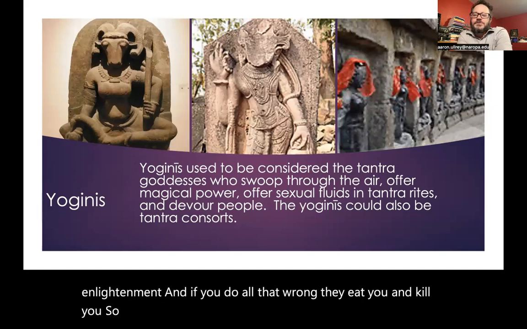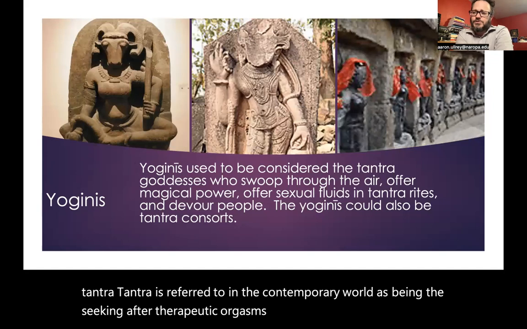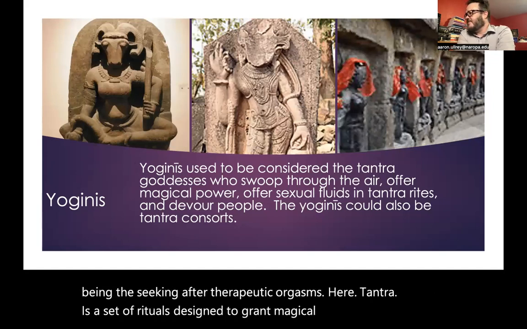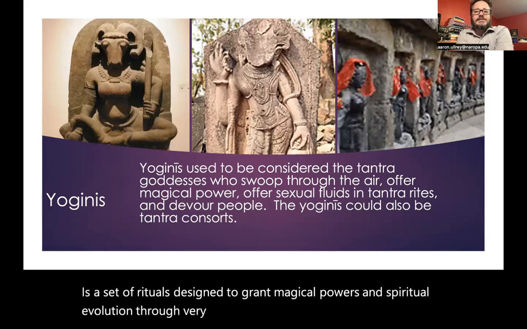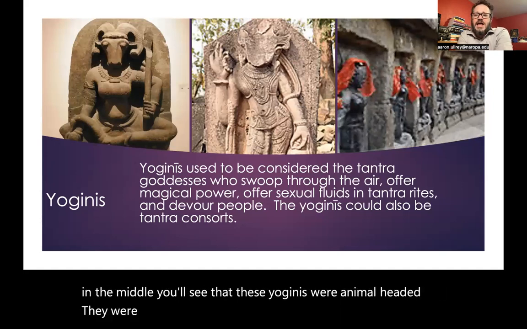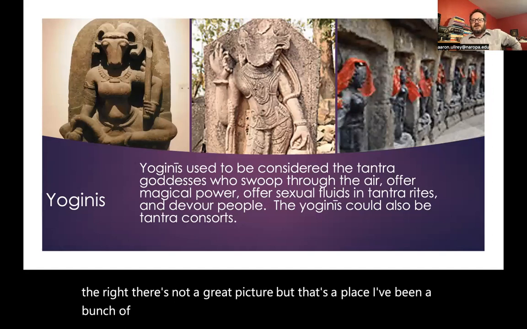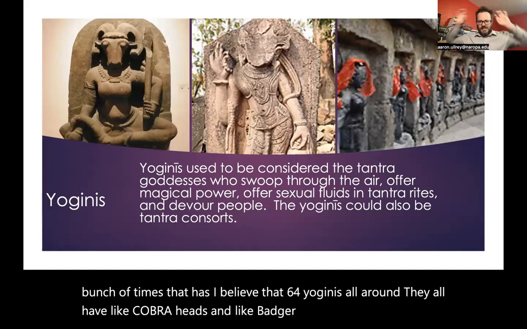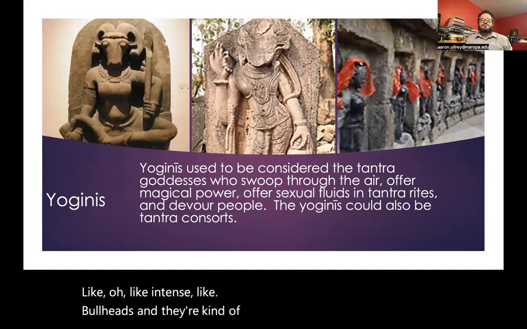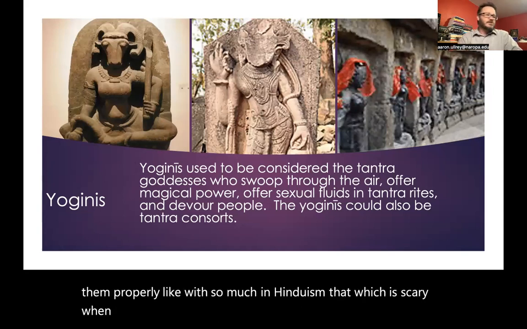Yogini is also a term that's used for tantra consorts. What's tantra? Tantra is referred to in the contemporary world as being the seeking after therapeutic orgasms. Here, tantra is a set of rituals designed to grant magical powers and spiritual evolution through very rigorous, intense rites. Now, on the left and in the middle, you'll see that these yoginis were animal-headed. They were often depicted as flying animal-headed witches. And on the right, there's not a great picture, but that's a place I've been a bunch of times that has, I believe, 64 yoginis all around. They all have cobra heads and badger heads, intense bull heads. And they're kind of scary. But if you worship them properly, like with so much in Hinduism, that which is scary when properly worshipped is a good thing.